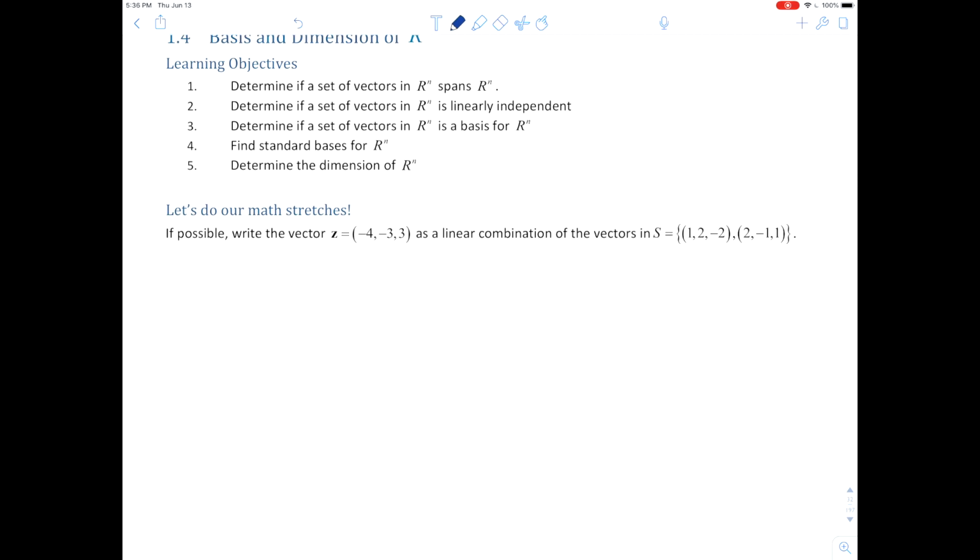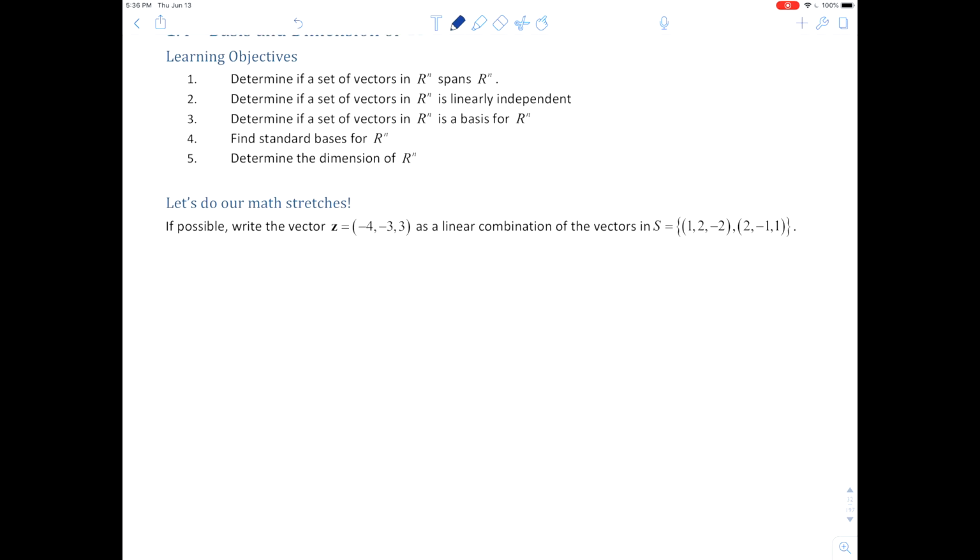If possible, write this vector z equal to -4, -3, 3. Remember, it terminates at that point, as a linear combination of the vectors in the set S that terminate at 1, 2, -2, and 2, -1, 1. So, okay, let's see what we've got going on.